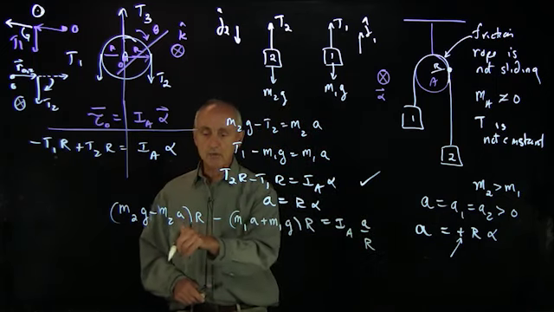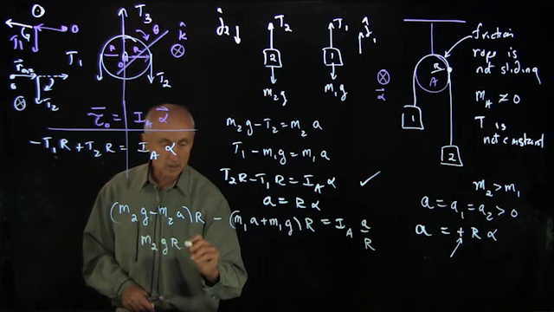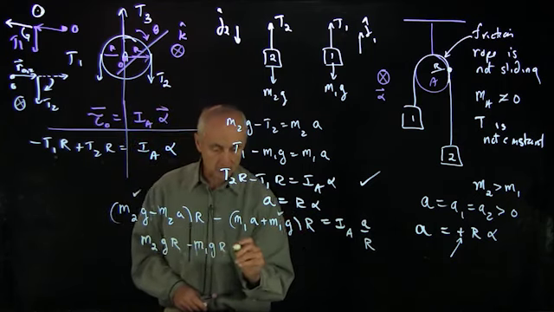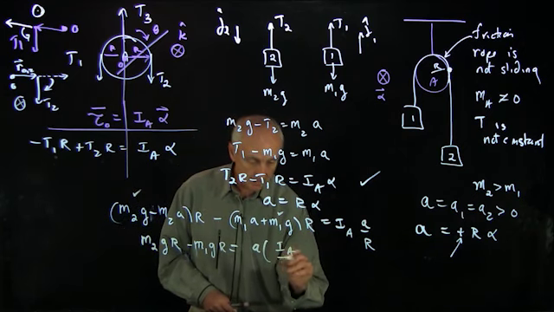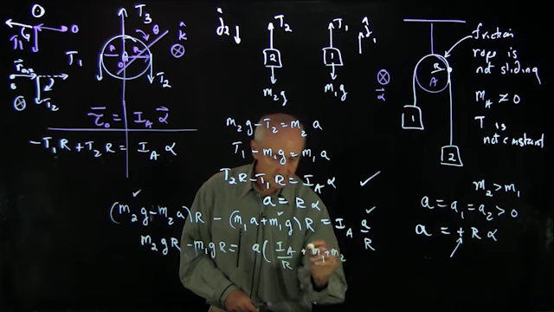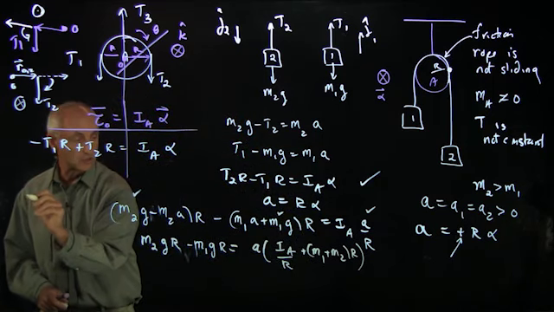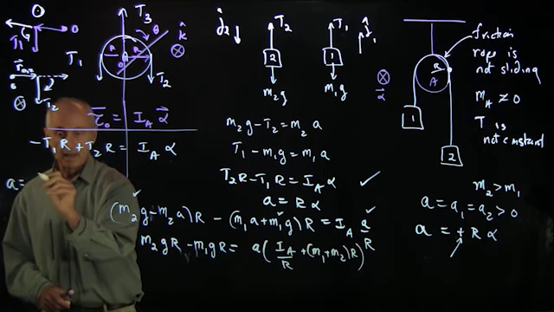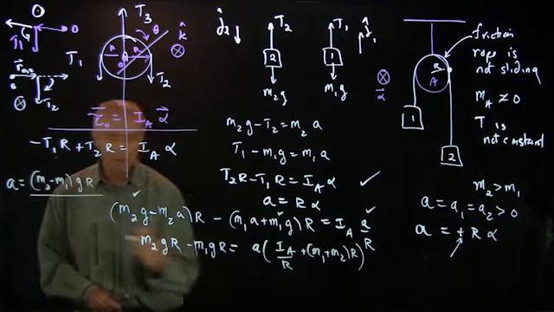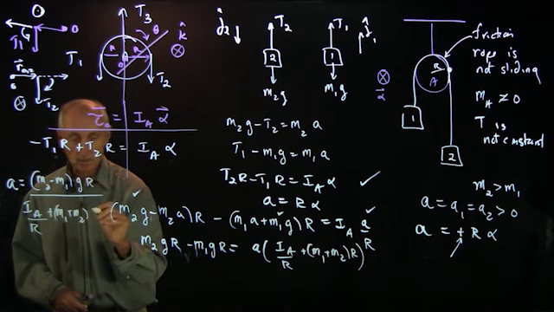So I'll now collect all of my A terms over here, and so I get M2GR minus M1GR, this term and this term, is equal to A times I_A over R. Notice I have 2 plus signs here, so I get M1 plus M2 times R. And I therefore conclude that the acceleration A is equal to (M2 minus M1) GR divided by I_A over R plus (M1 plus M2) R.